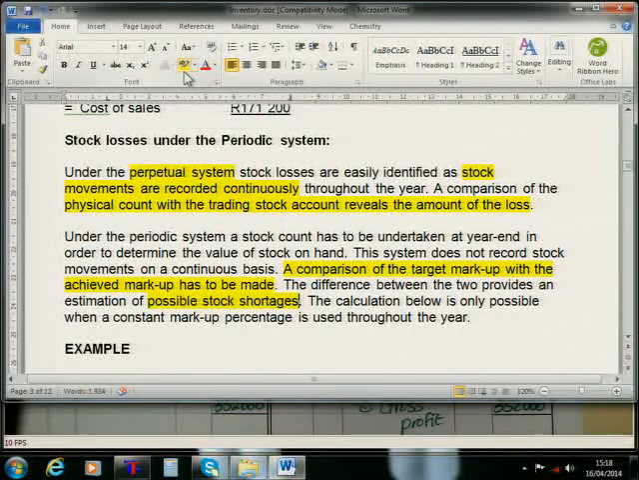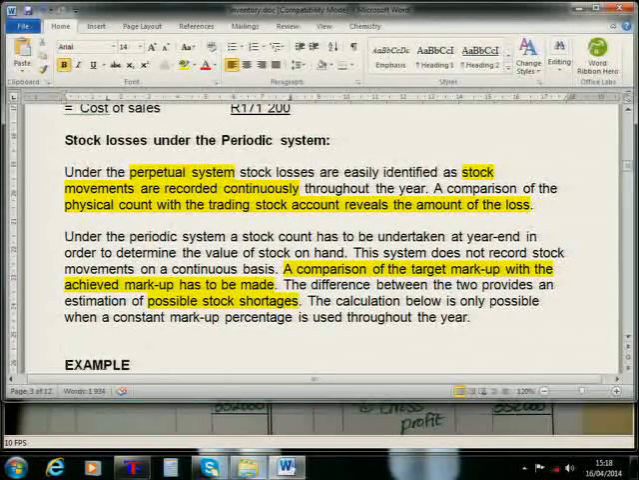So that means that we want to maintain a profit markup of 50%, or we try to sell it, and the one that we achieved is 48%. So that means that it's less than the target one. The calculation below is only possible with a constant markup percentage, when a constant markup percentage is used throughout the year. I'm not going to do that example.